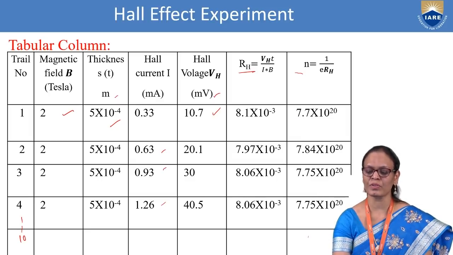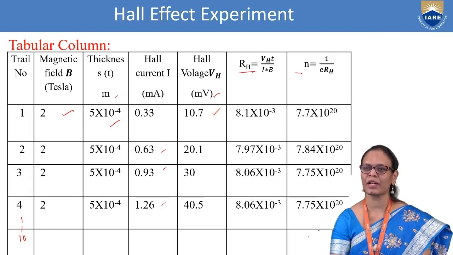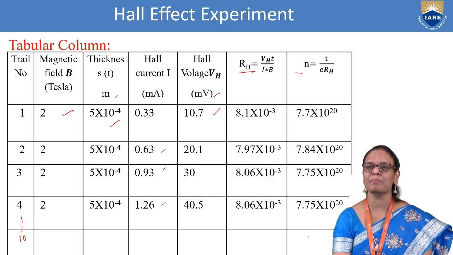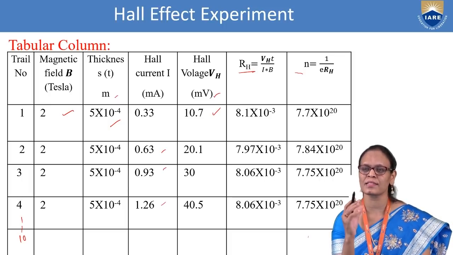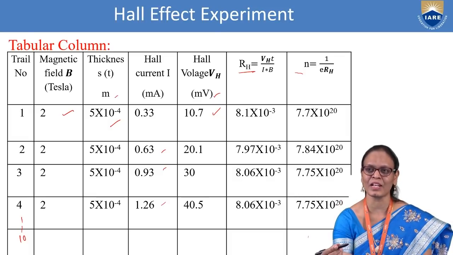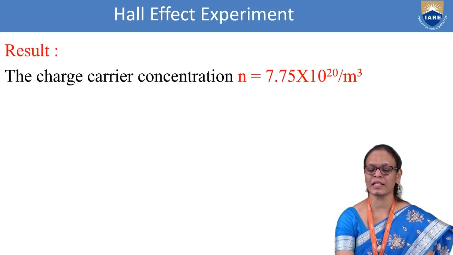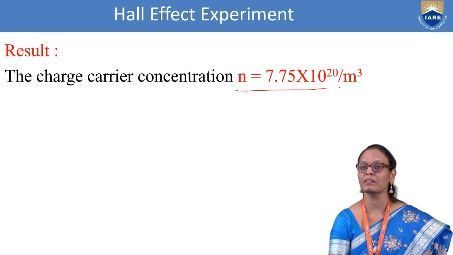And finally, how do you get the result when you are repeating the experiment, say for 10 readings? The sum of all the readings divided by 10 will give you the average value of N, so that the error can be minimized. Even if in 1 or 2 cases there is some error, when you take a number of readings and take the average, the error can be minimized to a greater extent. That is why we take a number of readings, take the average and project it as the result. So the result is the average, given by N equal to 7.75 into 10 power 20 per meter cube.